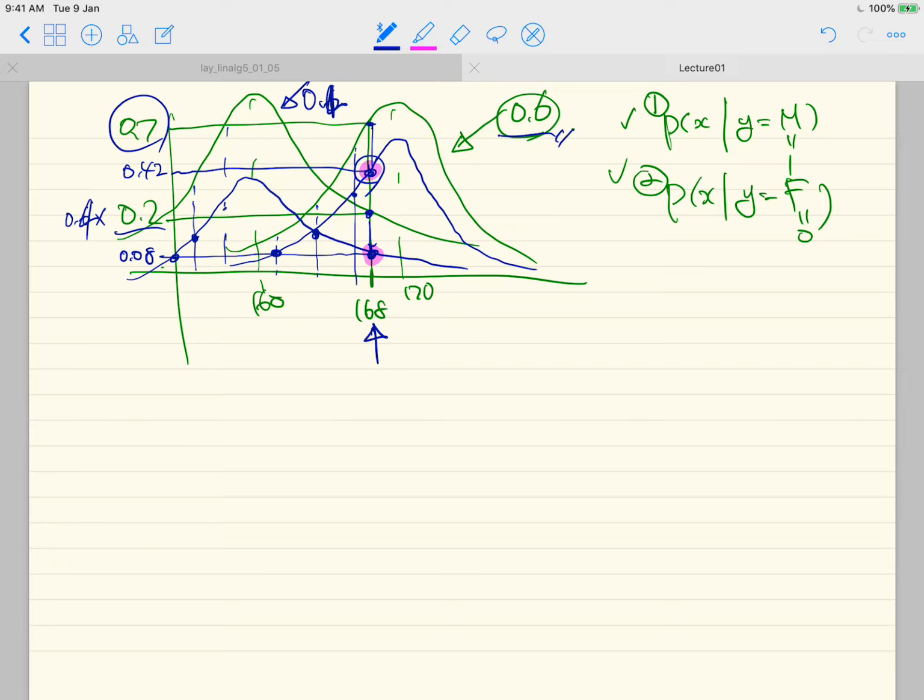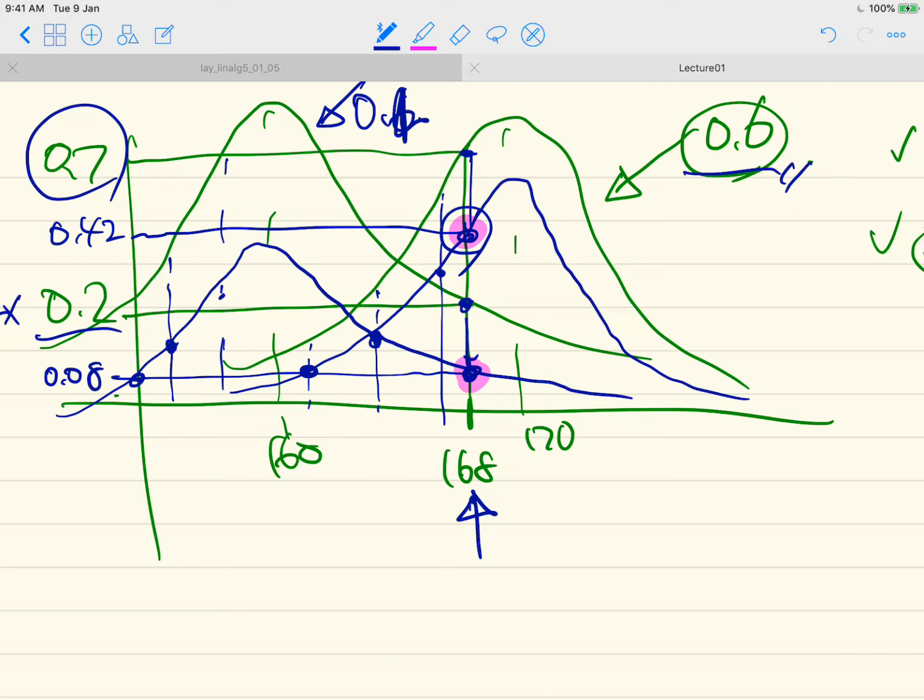So it is not, because in this case, we know that the same point of 168 actually can be generated both from male and the female, right? So here we basically assume, or we admit, that the same observation or same feature vector can have both this label or that label. So it is just a matter of different amount of probability.